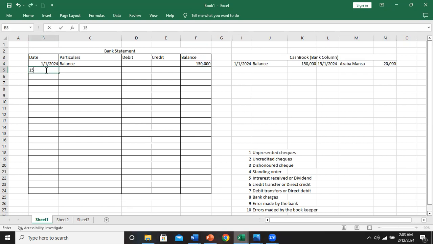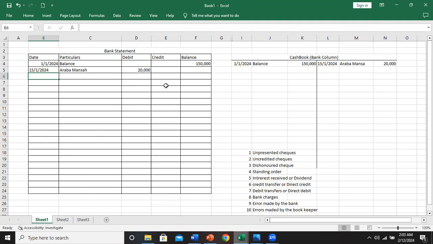So on 15th January 2024, they will indicate Araba Mansa, and they will debit that check. So you see, as you credit your cash book, your bank will debit you. And as you debit your cash book when you receive money, your bank will credit you. Okay, so last time I indicated to you that the debit column is the withdrawal or payment side of the bank statement, and the credit column is the deposit or receipt side of the bank statement.